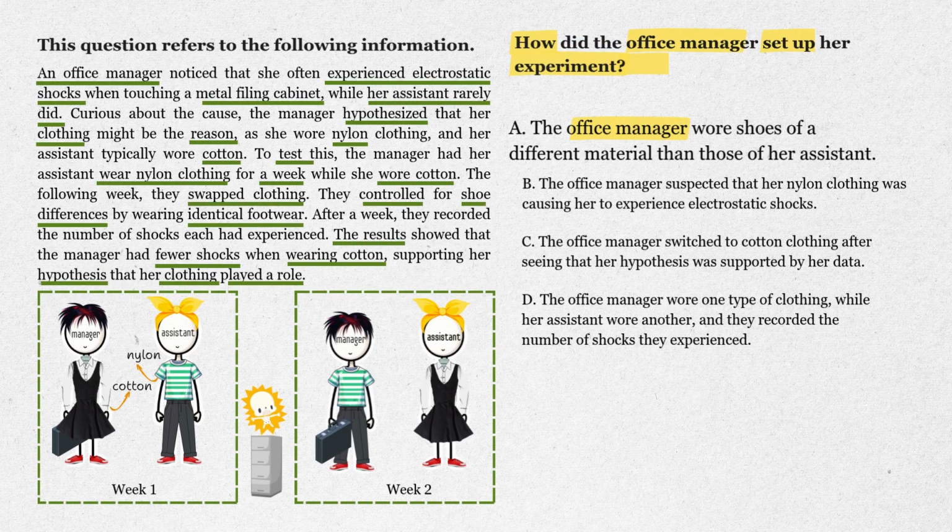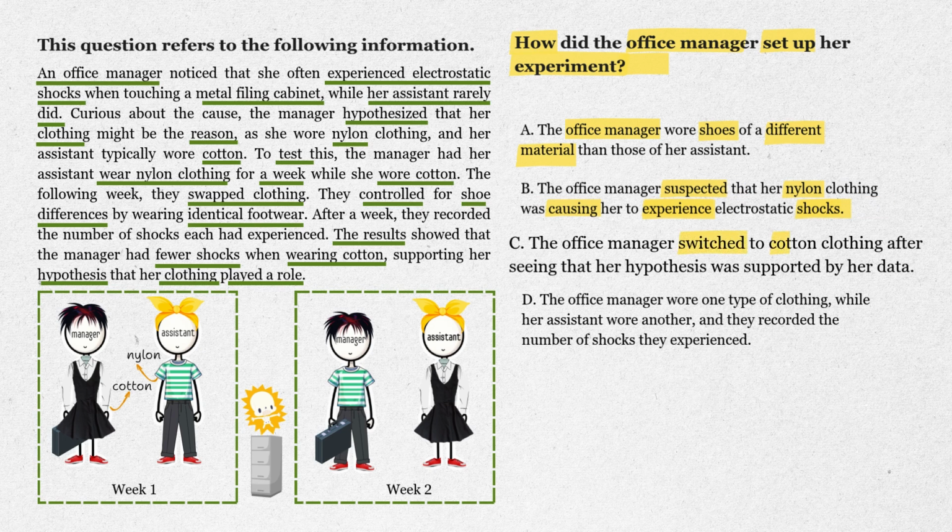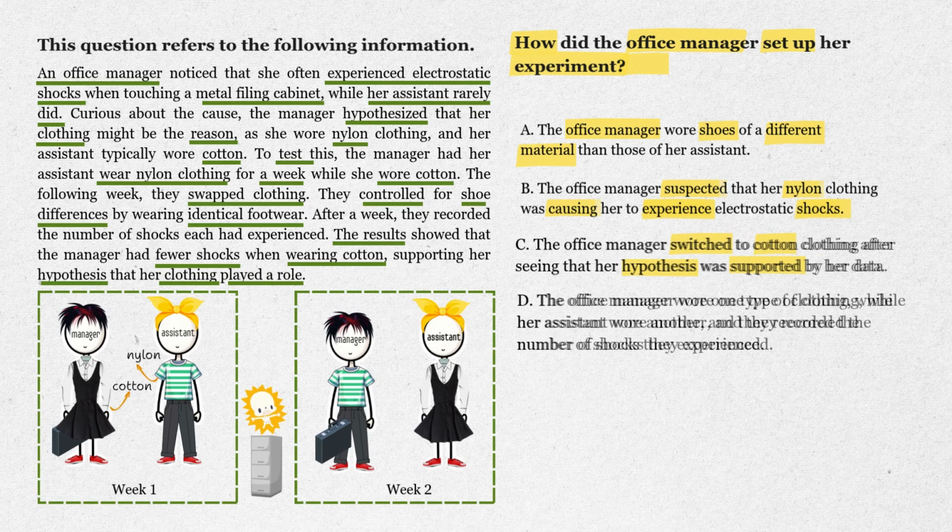A. The office manager wore shoes of a different material. That contradicts the passage. Footwear was identical to control that variable. B. She suspected nylon was the cause. That's just the hypothesis, not the experimental setup. C. She switched to cotton after seeing her hypothesis was supported. That's a post-experiment action, not the design.